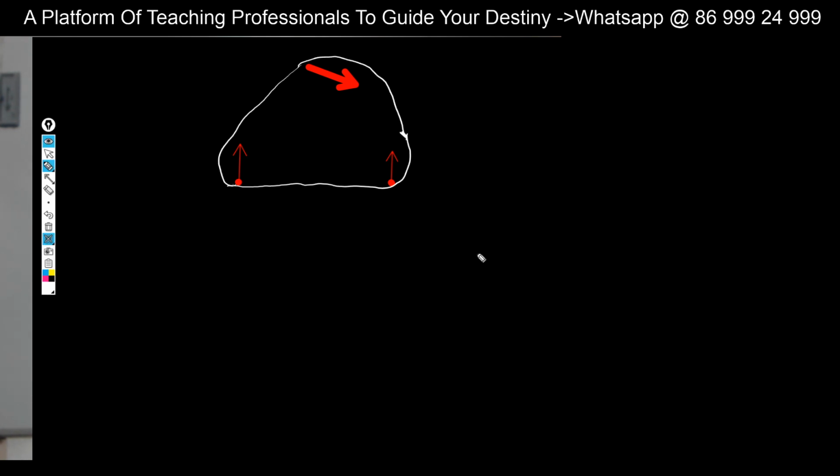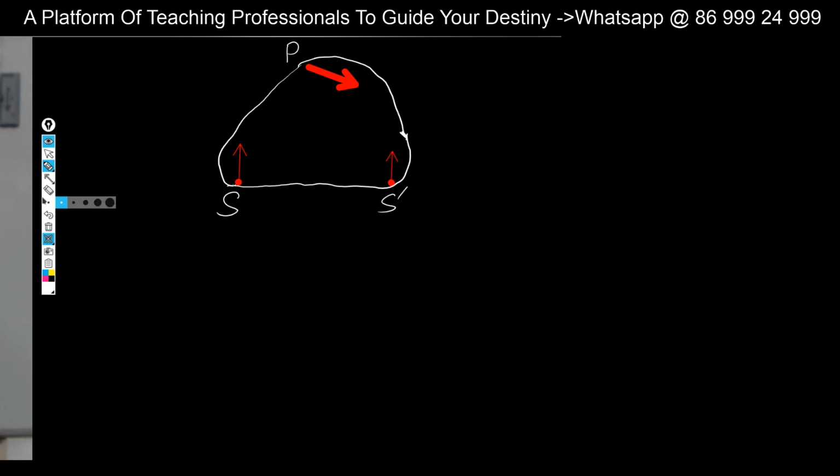Okay? Now what is that you have to understand? These are the 2 fixed points. This is S, this is S dash, this is a variable point, P. That is, variable point means P on the locus.